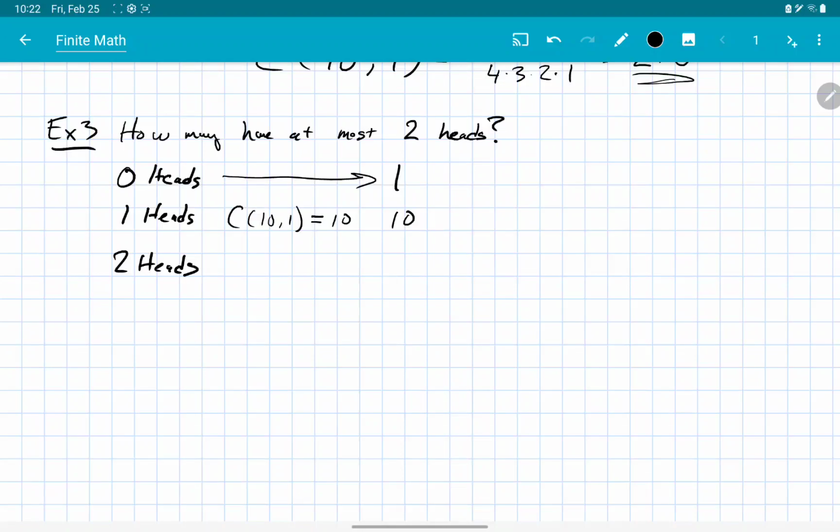Now, lastly, we have 2 heads. That should be combination 10, 2, which is 10 times 9 divided by 2 times 1, which is 45. So 0 heads, there's 1 possibility. 1 head, there's 10 possibilities. 2 heads, there's 45. So all told, there are 56 total with less than or equal to 2 heads.